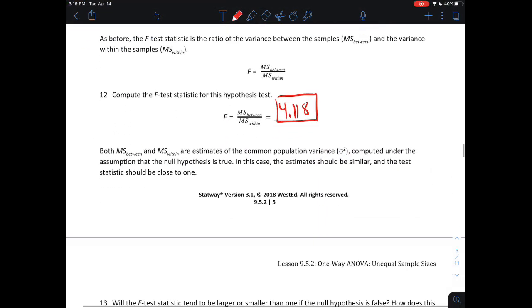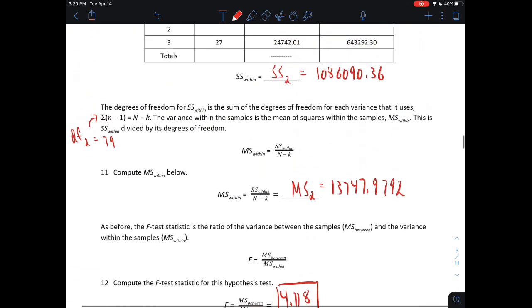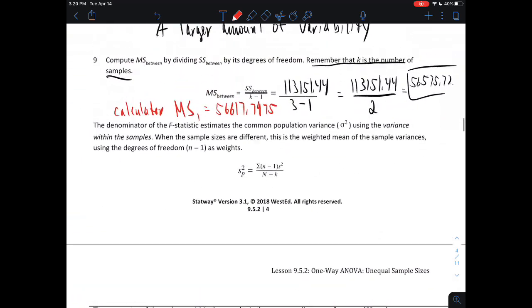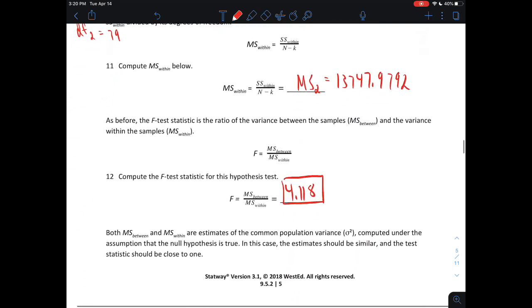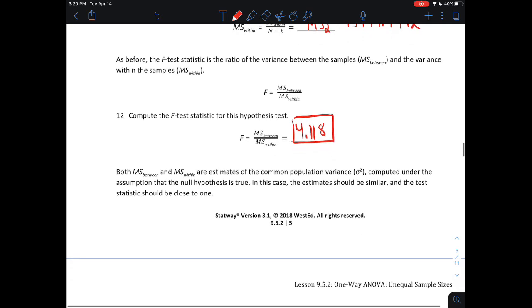So now both MS between and MS within are estimates of the common population variance, sigma squared, computed under the assumption that the null hypothesis is true. In this case, the estimates would be similar and the test statistic should be close to 1. But as we can see, our MS values are definitely different. And when we did our division, we got something that was bigger than 1, 4.118.